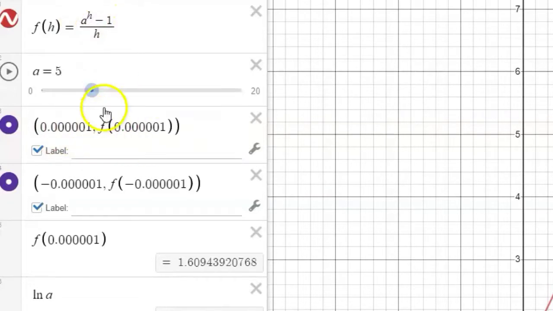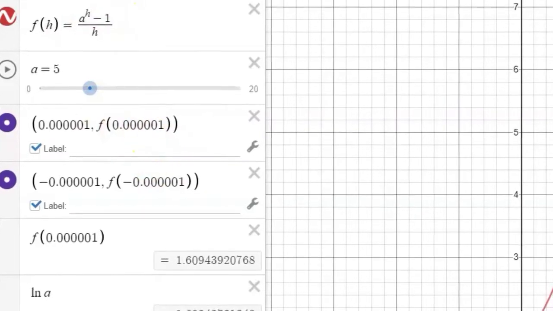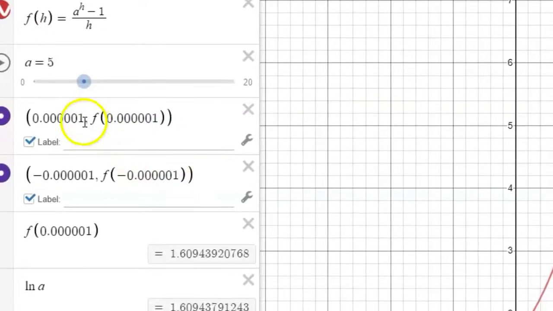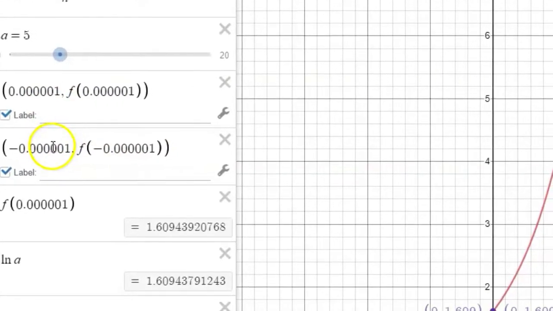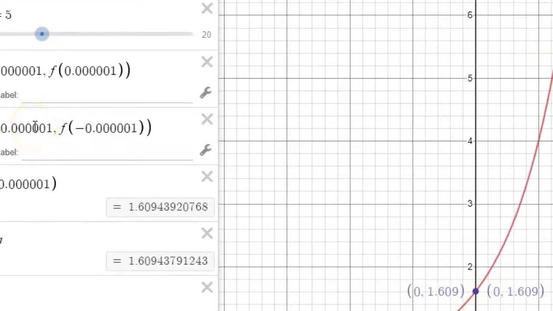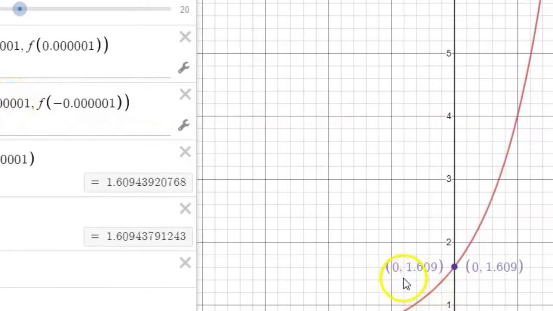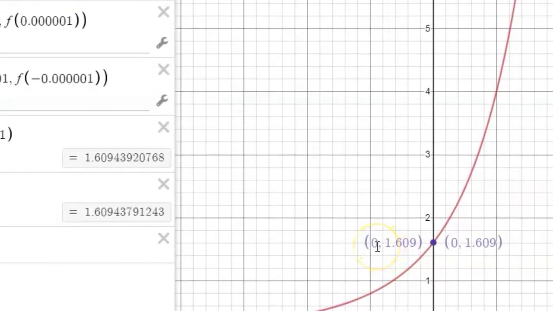And then to show you the output of that function, I have f of 0.00001. So here in purple we see that. And I did it so we see both sides of 0, the positive side and the negative side, so that you're thinking about the two-sided limit.